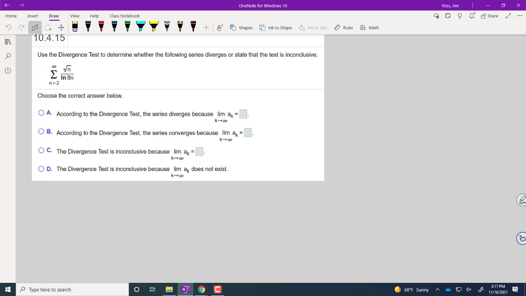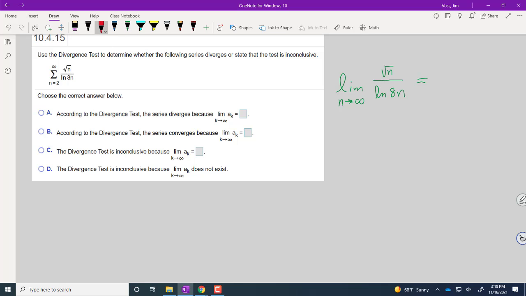So we have to take the limit of a sub k, or in this case, it's a sub n. Doesn't matter if it's an n or a k. Oh, look at this, they've mixed it together. They say a sub k there, but then they have n's up there. All right, so let's take the limit of this. So we're taking the limit as n goes to infinity of root n over natural log 8n.